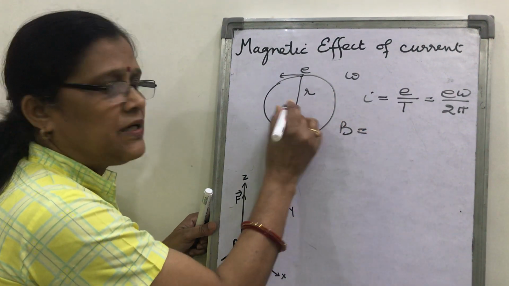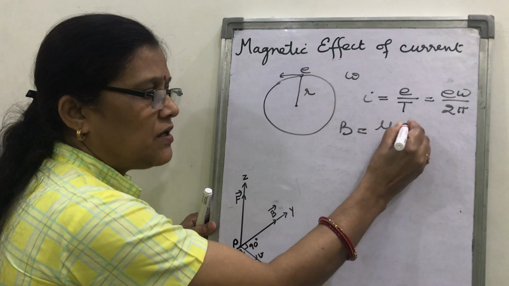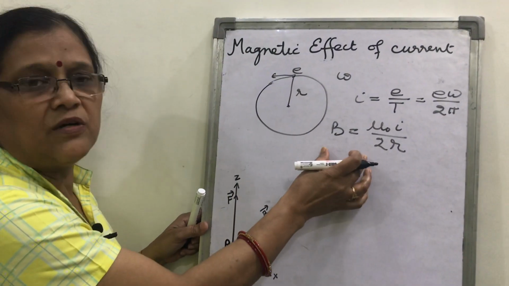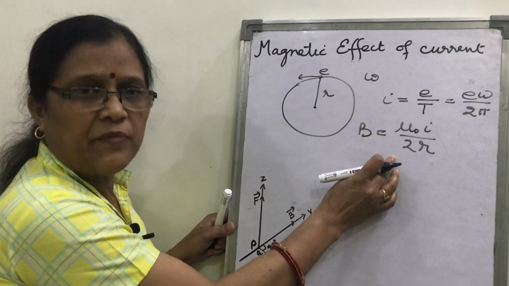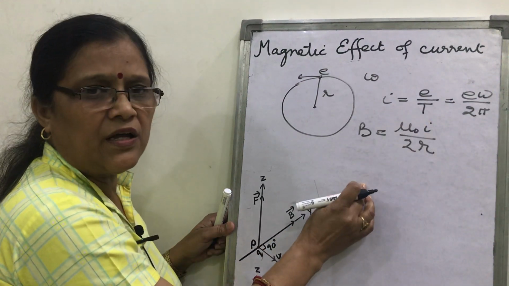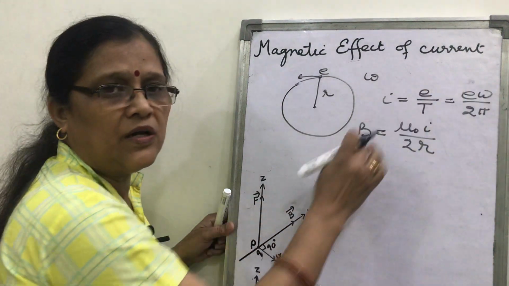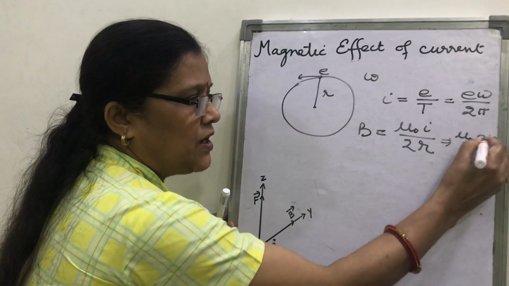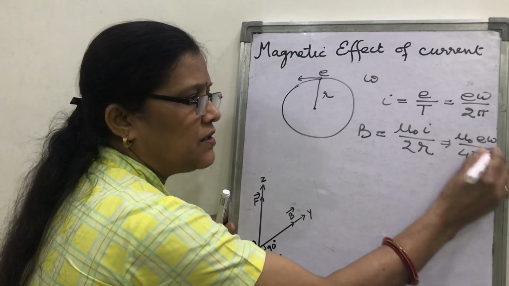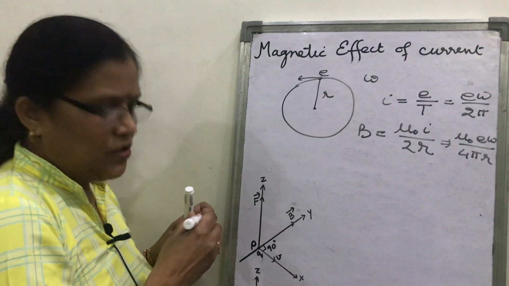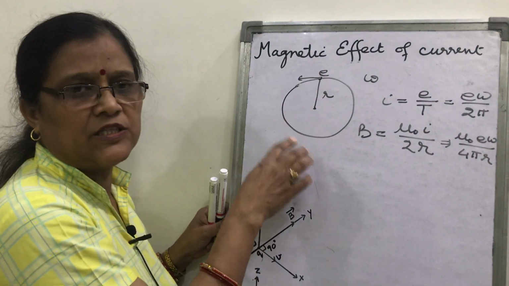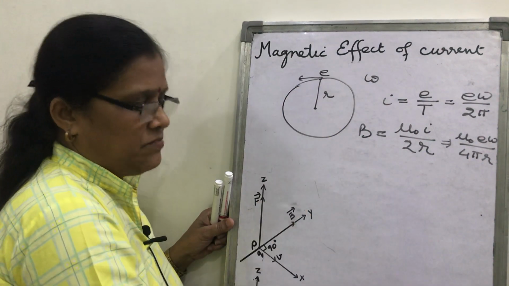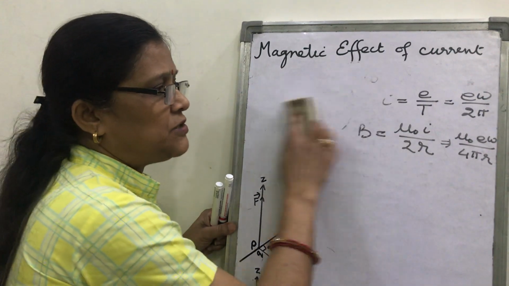What will be the magnetic field? You know the magnetic field at the center due to a circular loop is mu naught I upon 2r. That is why I am revising previously taught topics in the form of questions. Then put the value of I, and you will get the magnetic field in terms of angular velocity: mu naught e omega upon 4 pi r, since the 2 pi cancels. I have given this description to show that an elementary charged particle also produces a magnetic field, and the magnetic field is a basic characteristic of elementary charged particles.